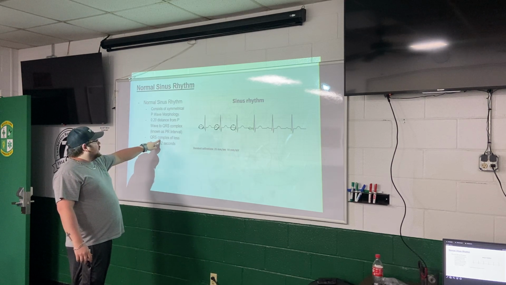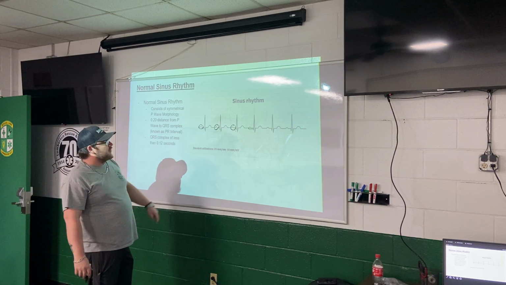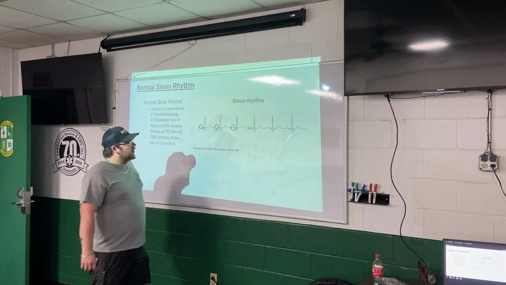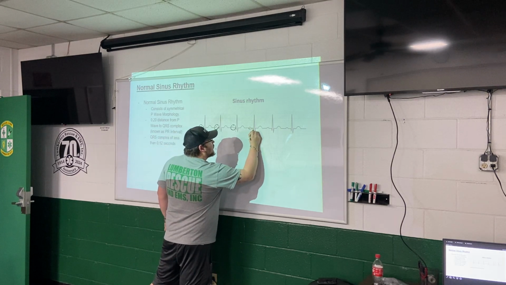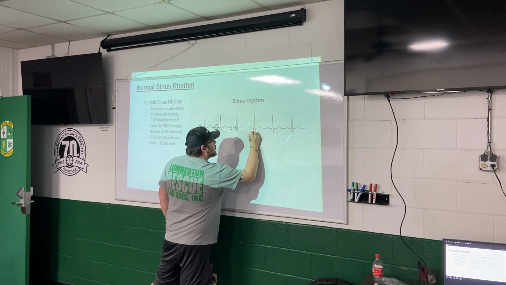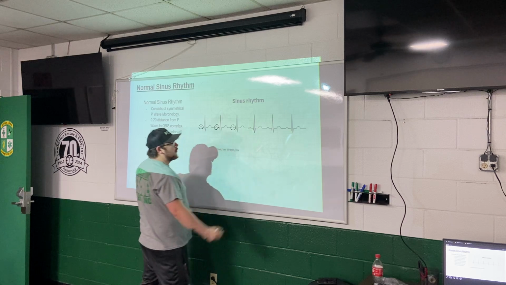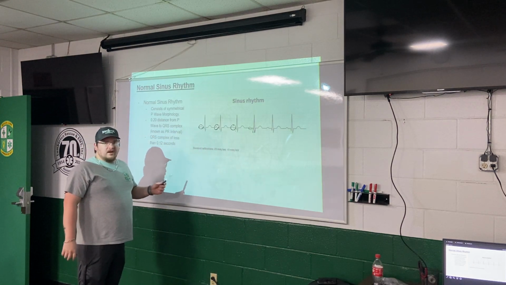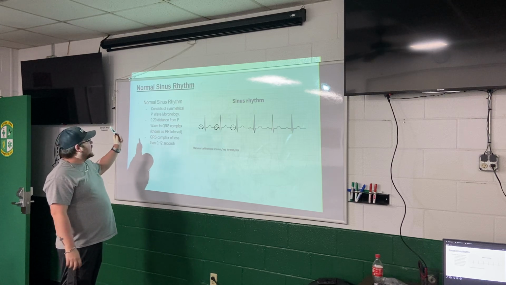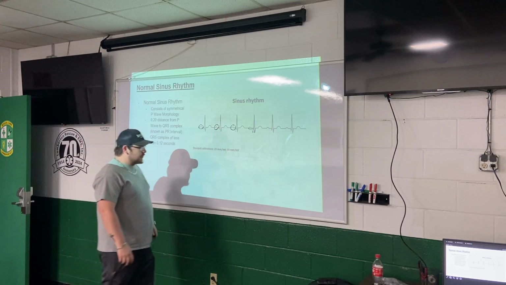You're going to make sure your QRS complex is less than 0.12 seconds, which means it's going to be less than 3 boxes wide. So if you're looking at it right here, you start your QRS here, and it ends here. And 1, 2, so 0.08. So that is a normal sinus rhythm. Everything is following the guidelines of how to make sure it is sinus.